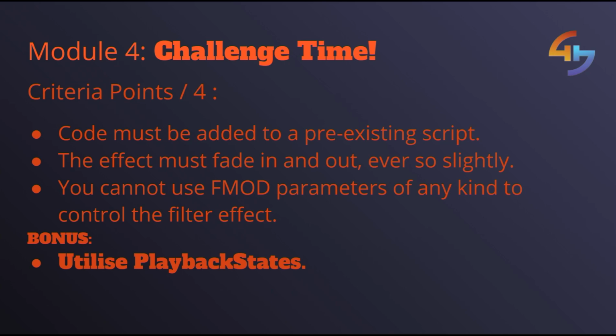So for the final challenge, there are 4 criteria points for you to score on, which are as follows. Code must be added to a pre-existing script, the effect must fade in and out ever so slightly, you cannot use FMOD parameters of any kind to control the filter effect, and for the bonus, simply utilize playback states in your script. Now what I mean by that is, you must use playback states in order to help you trigger the filter effect. You can't just create a variable and let it sit in your script doing nothing.